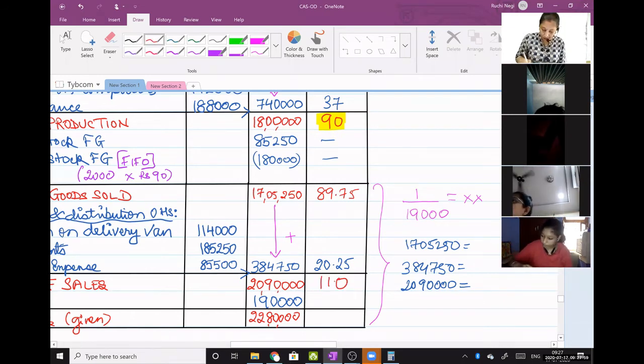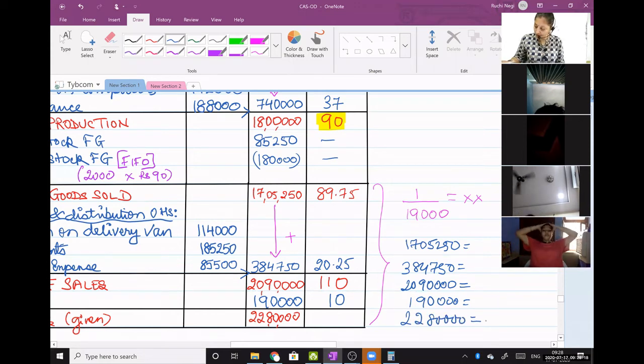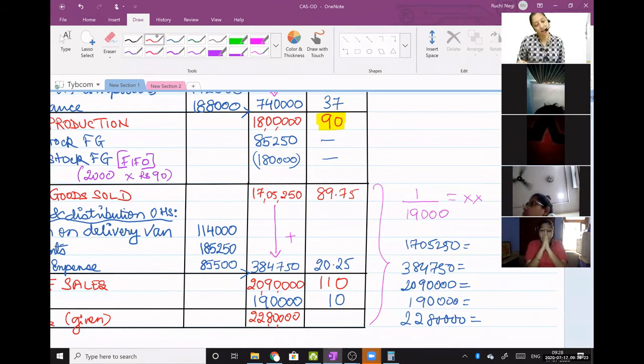Okay, next what do I want? 1,90,000. So type 1,90,000 and press equal. The answer is 9.9999. Make it 10. Next what I want? 22,80,000. Press equal to. The answer is 119.9999. Make it 120.